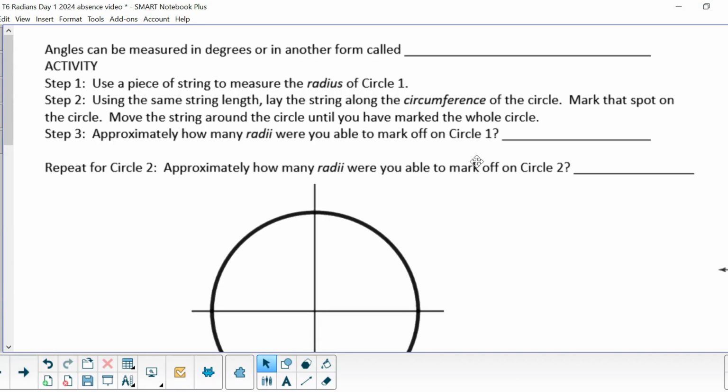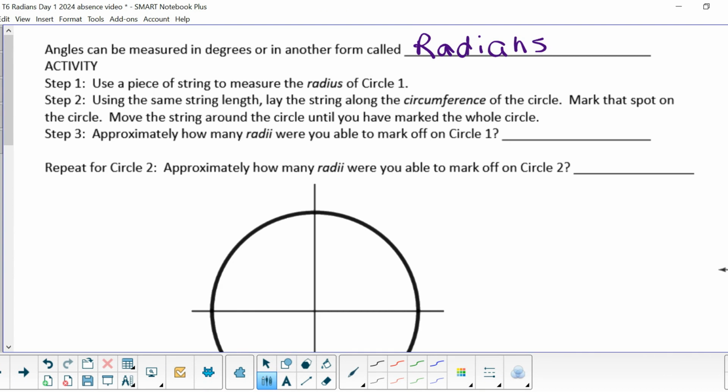Okay, so what we were going to do is I was going to have you measure the circumference of a circle using a piece of string. But since I'm not there to describe it to you, I'm just going to show you what this would look like. Okay, so here we go. Angles can be measured in degrees or in another form. That form, as you hopefully just heard me say, is called radians. And there's a reason it has the name radians.